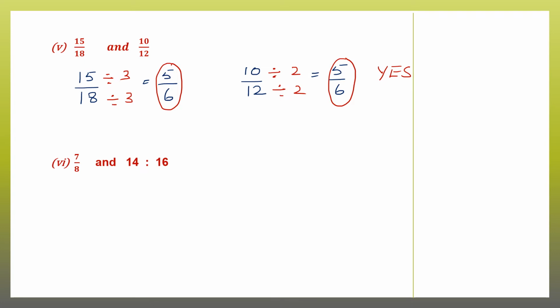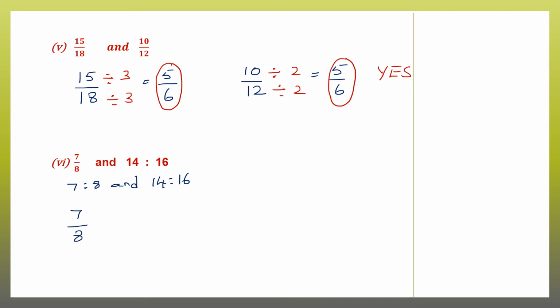Question 6. We have 7/8 and 14:16. So let's write them as ratios first. You can write it as 7/8 and 14:16. 7:8, 14:16. So let's take the first one.